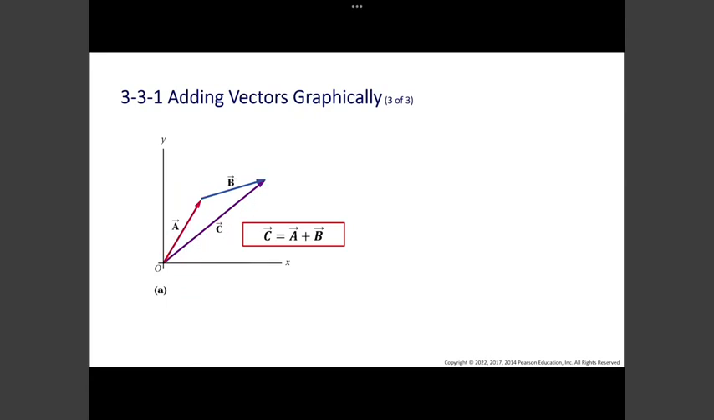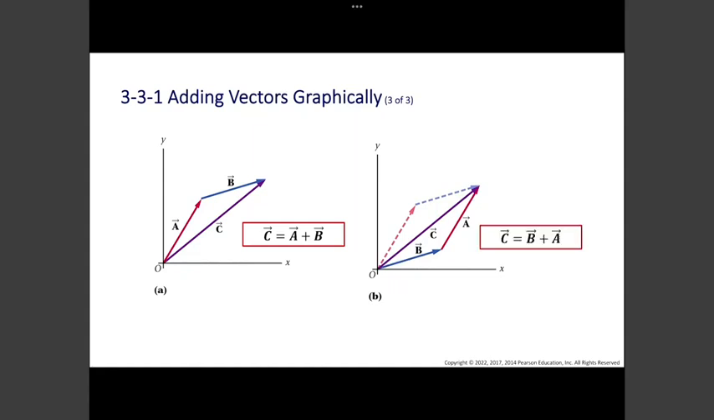By moving the arrow representing B so that its tail is at the origin, and moving the arrow for vector A so that its tail is at the head of vector B, we obtain the construction shown in figure B. So from this graph we can also see that vector C is equal to vector B plus vector A. That is, the sum of the vectors is independent of the order in which the vectors are added. So it can be A plus B or B plus A.